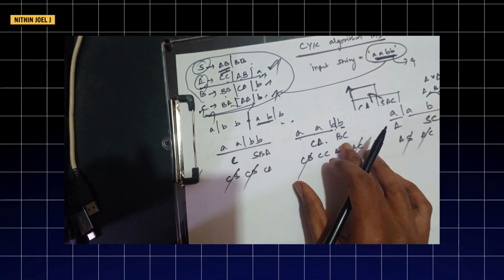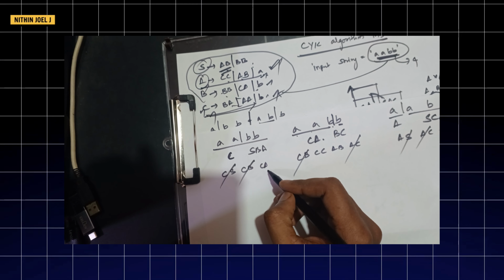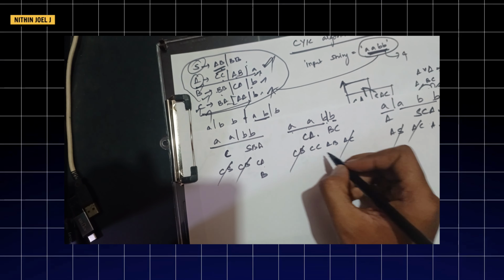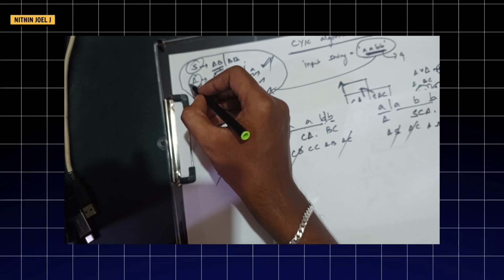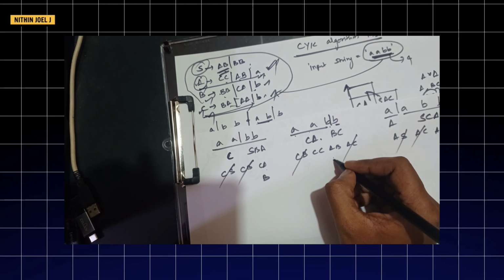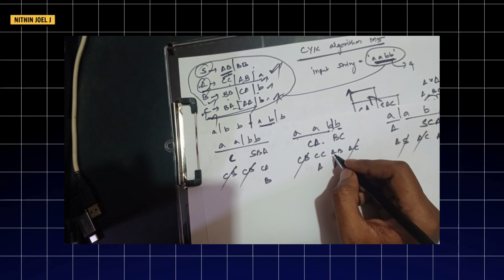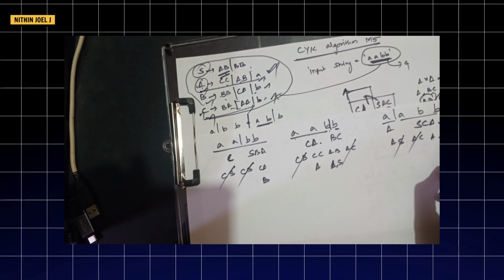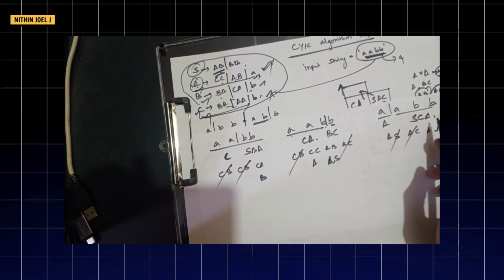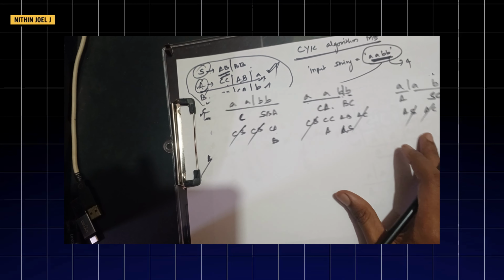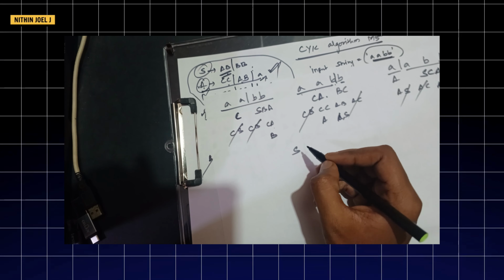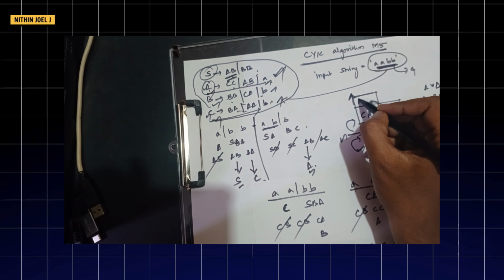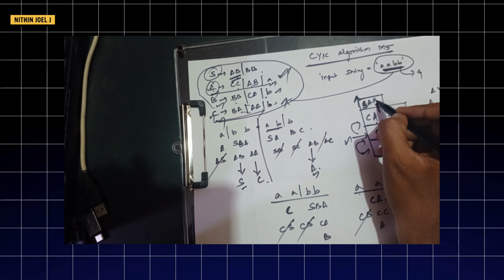So now just check for CA. CA is produced by B over here. So B. And for CC, you can see it is produced by A over here. So A. And for AB, it is produced by A and S, right? So A and S. And for AA, it is again produced by C over here. So at last we have S, A, B, C. So S, A, B, C.